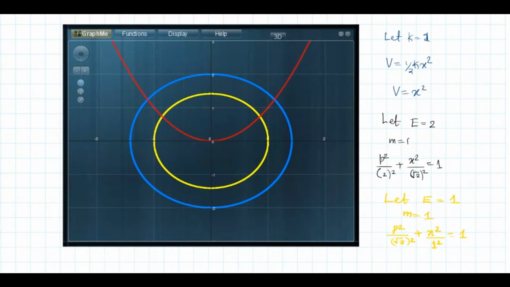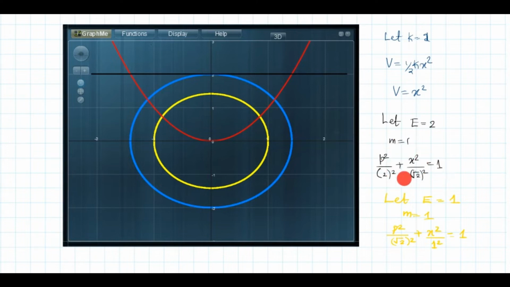This is a parabola. Now let us fix energy E equal to 2. Okay, take an energy value E equal to 2, that is this point. Okay, this is total energy E. Then if you consider m as 1, then the equation p square by root 2mE the whole square becomes p square by 2 whole square plus x square by root 2E by k the whole square becomes x square by root 2 square equal to 1.